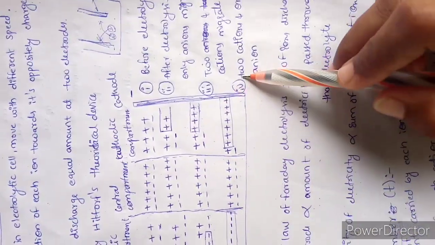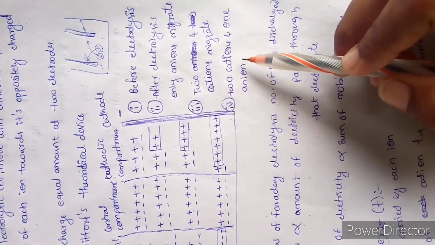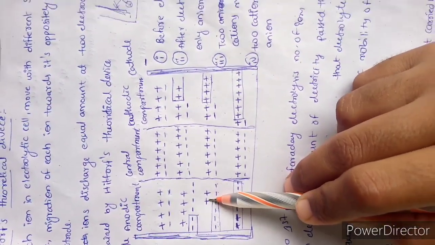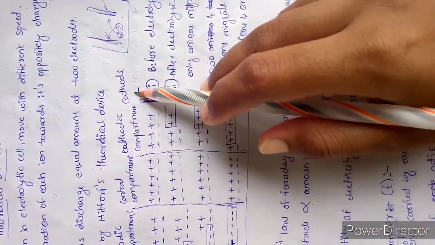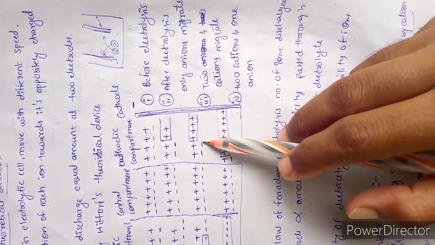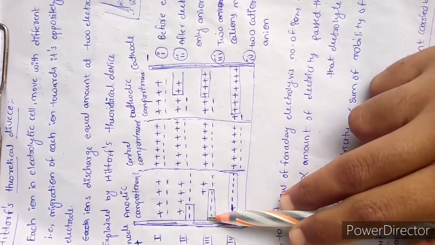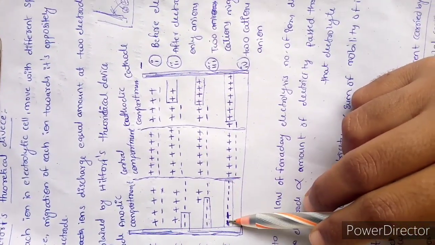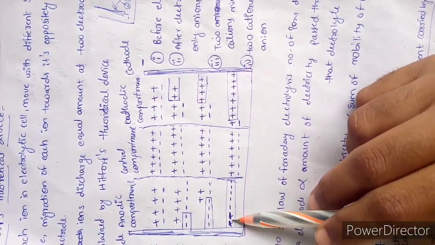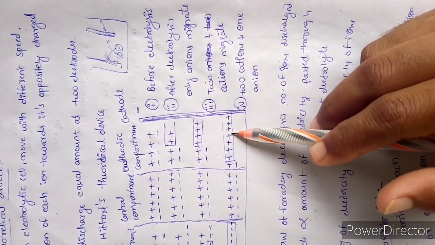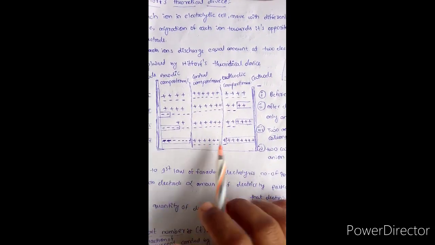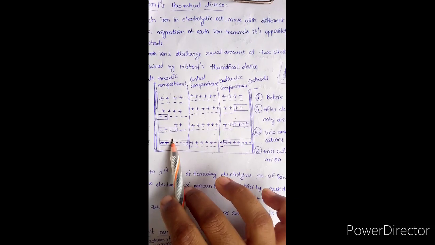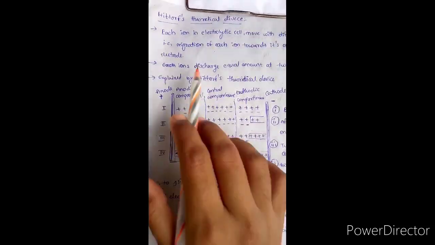Next, the last case: here 2 cations and 1 anion are migrated. Here 2 cations are there which will migrate towards this negatively charged cathode, and next 1 anion which migrates towards the oppositely charged anode. The total number of unpaired ions here is 7 and here also 7. Therefore, even with different speeds of ions, it shows the same number of ions at each electrode. This is explained by the Hittorf theoretical method.